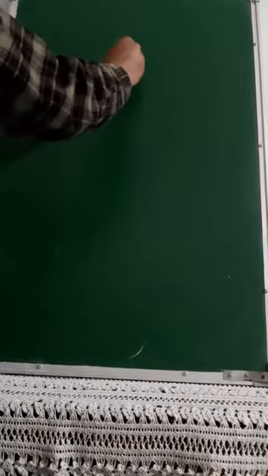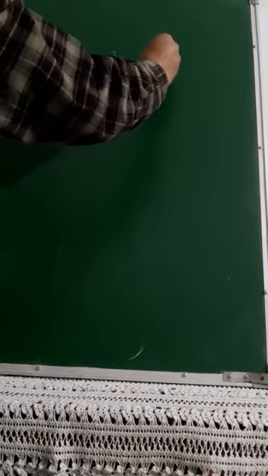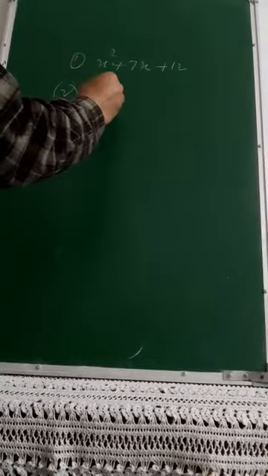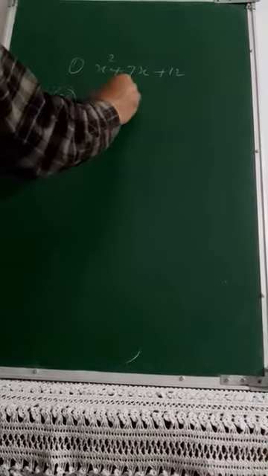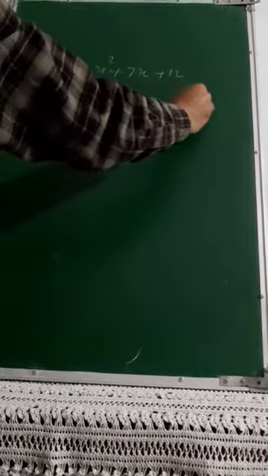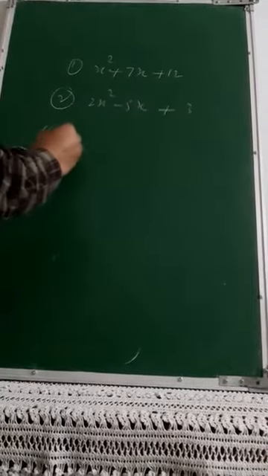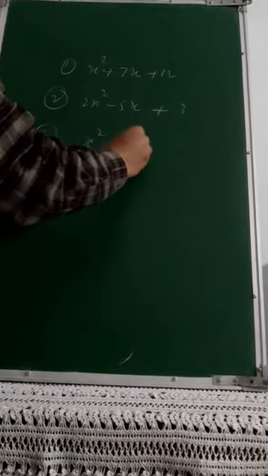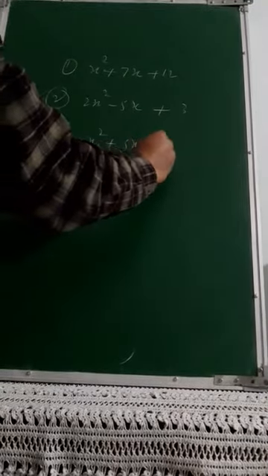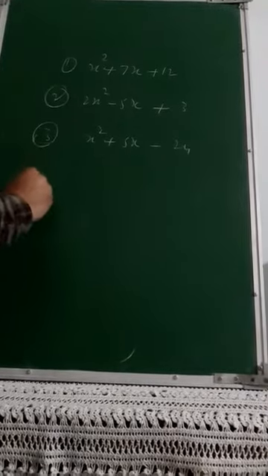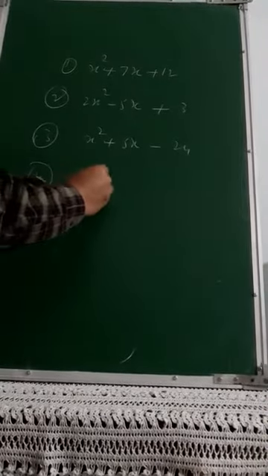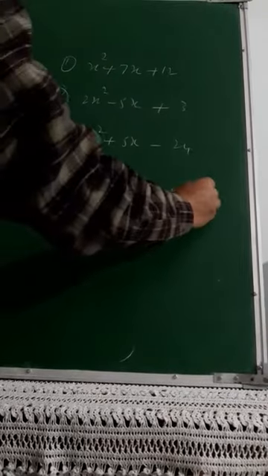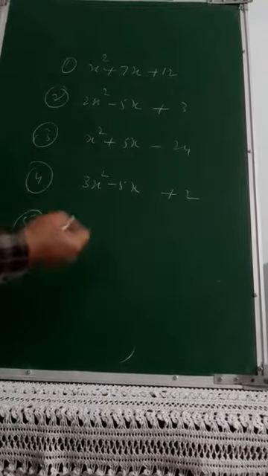So first will be x square plus 7x plus 12. Second is 2x square minus 5x plus 3. Third is x square plus 5x minus 24. Fourth is 3x square minus 5x plus 2. And fifth, a bit bigger numbers I am adding.